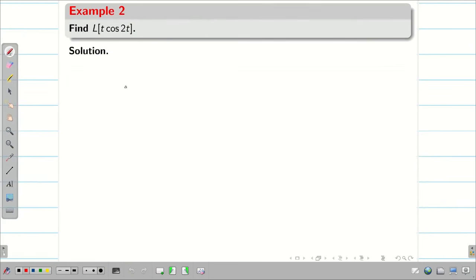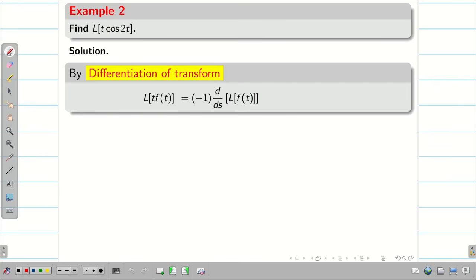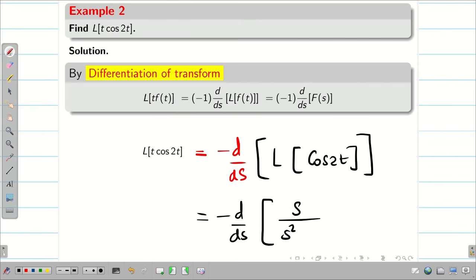Next, in a similar way, we are going to solve the problem t into cos 2t. So apply the formula, differentiation of the transform: L of t into f of t is going to be minus 1 into d by ds of L of f of t. Now L of t into cos 2t is going to be minus d by ds of Laplace transform of cos 2t. Now minus d by ds of s by s square plus 2 square, because we know that L of cos 2t is s by s square plus 2 square.